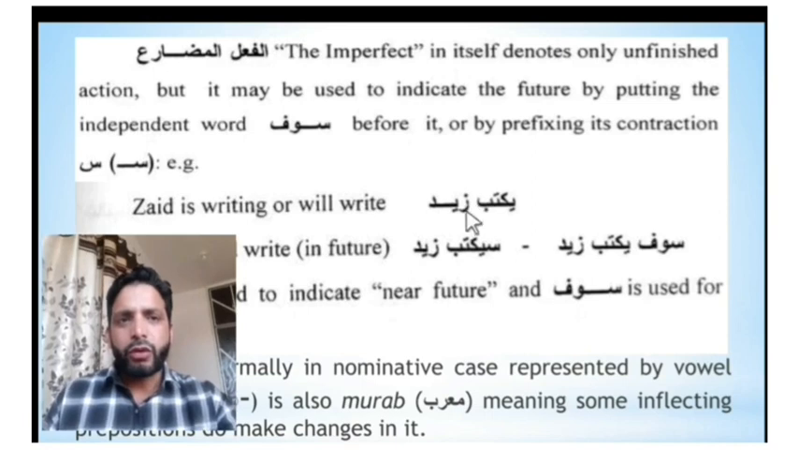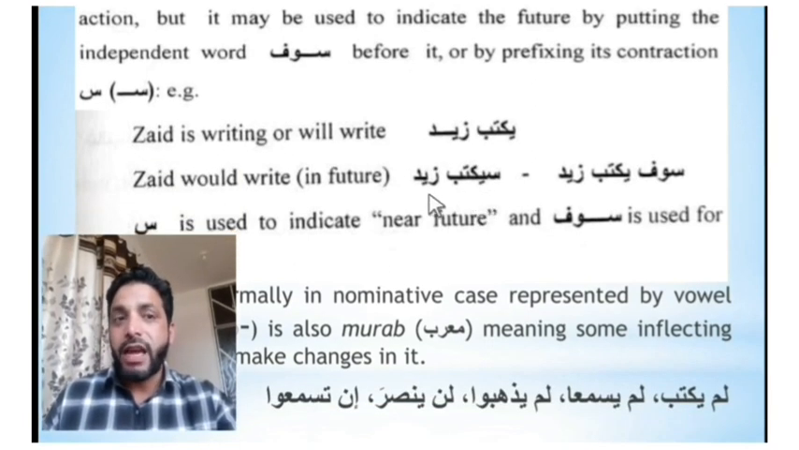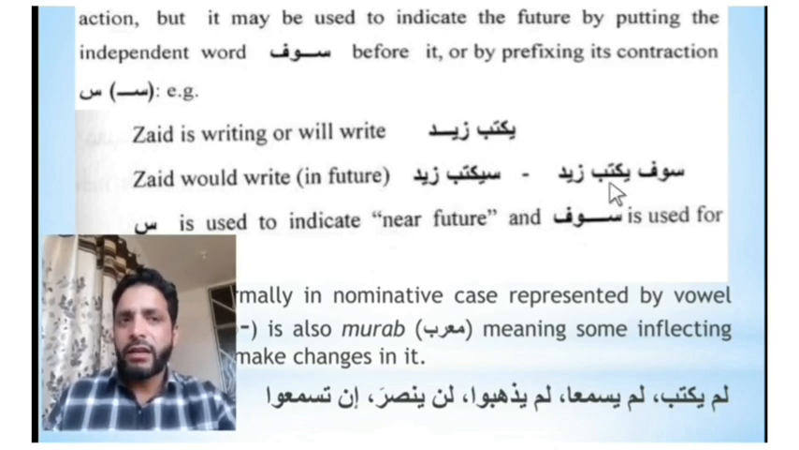Suppose yaktubu zaidun, Zaid is writing or will write. And when I say sayaktubu zaidun, it means Zaid will write. Now I can't say Zaid is writing or will write, but it becomes specific for the future. I will say Zaid would write. And similarly, sawfa yaktubu zaidun, soon Zaid will write. So again the meaning is specific for the future.